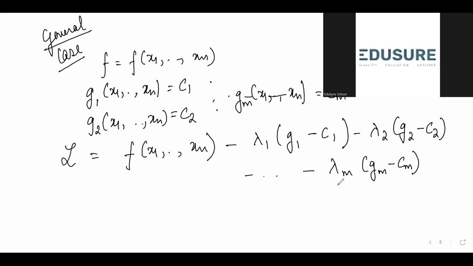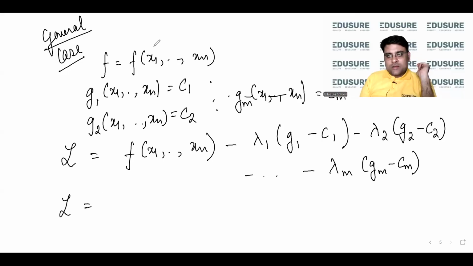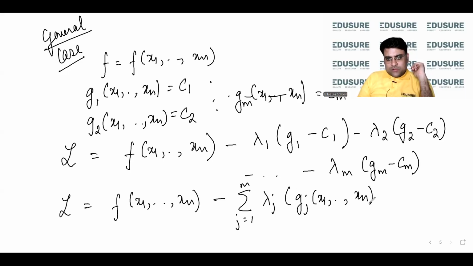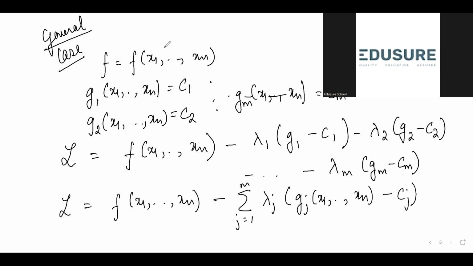Okay. This can also be written in a general format. General format में इसको ऐसे लिखा जा सकता है. Summation j is equal to 1 to m lambda j gj of the n variables minus cj. Okay. इसको ऐसे लिखा जा सकता है.